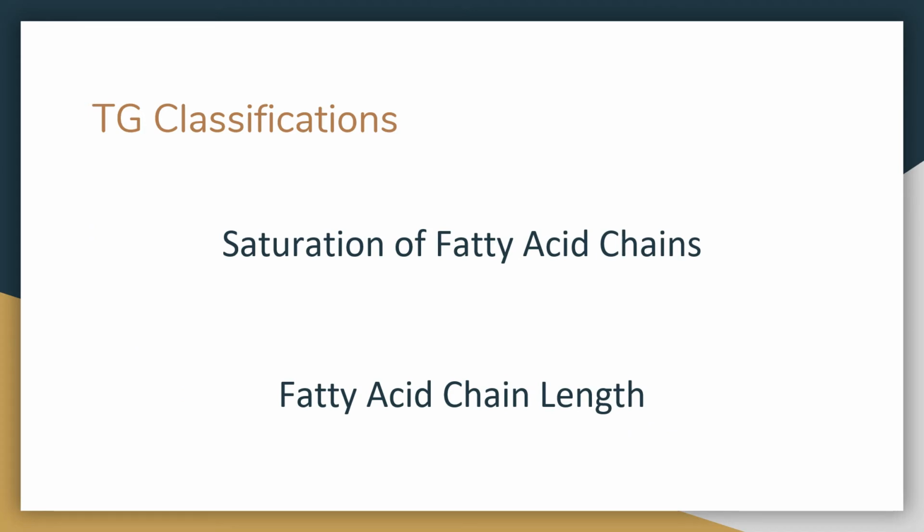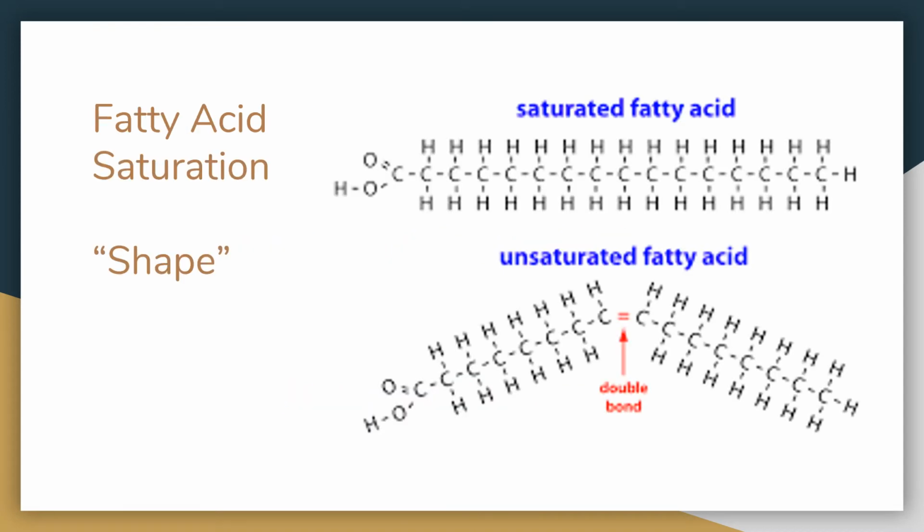So let's look at how we classify triglycerides then. Basically, there are 2 ways to do this. We can classify triglycerides by the saturation of the fatty acid chain. We'll look at that definition in a second. And then we can also classify triglycerides by the length of that fatty acid chain. Here's saturation. If you recall from basic chemistry, carbon has 4 available binding sites.